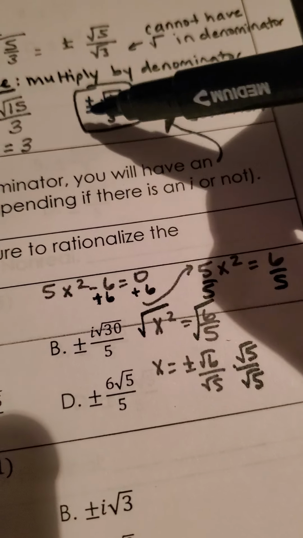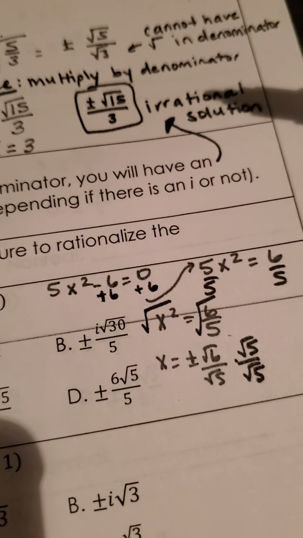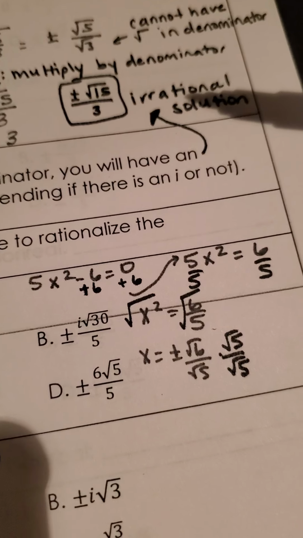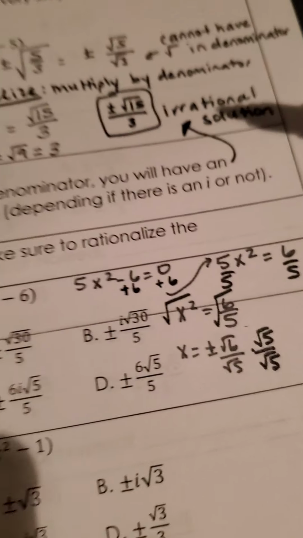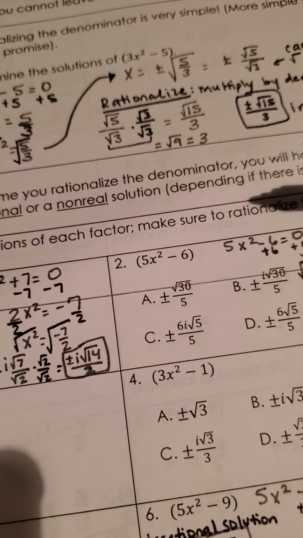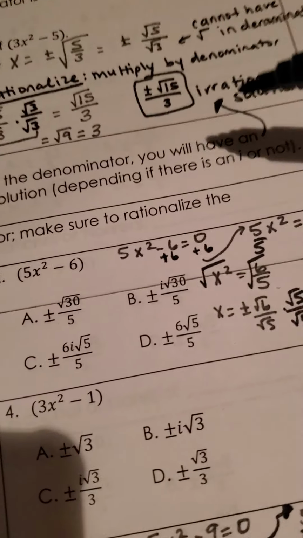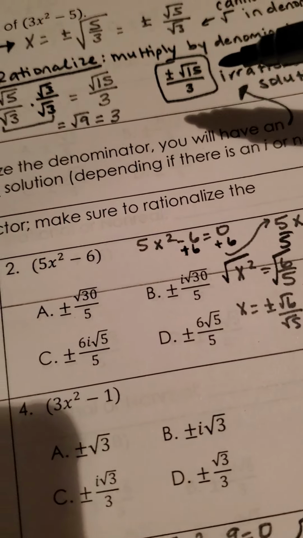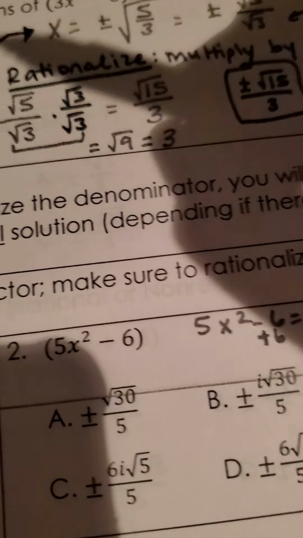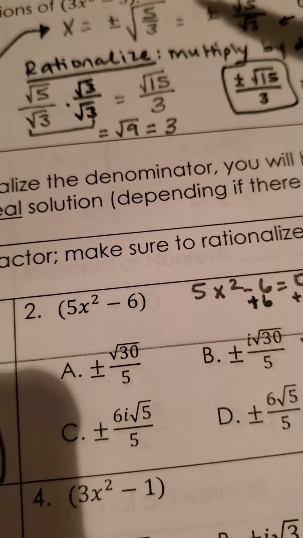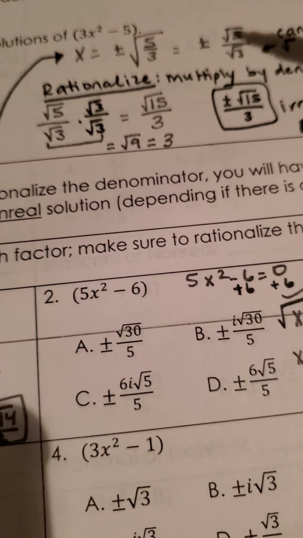I just need to make sure I have the plus or minus to show that I have a positive radical 15 over 3 and a negative radical 15 over 3. When you have these, you're going to have irrational or non-real solutions. And this one would be an irrational solution. If it's non-real, you would have had a negative up here, which would mean that you would have to bring an i out onto the outside.